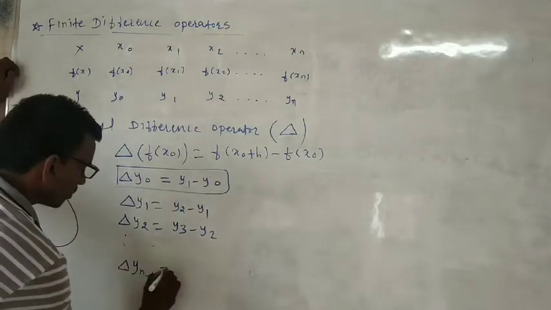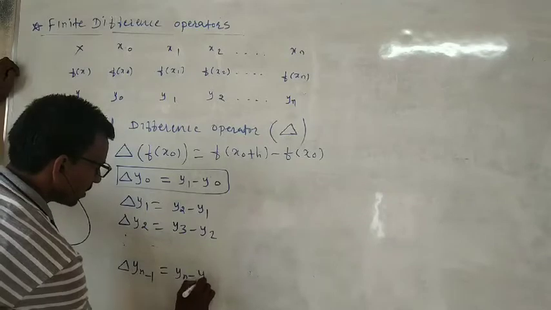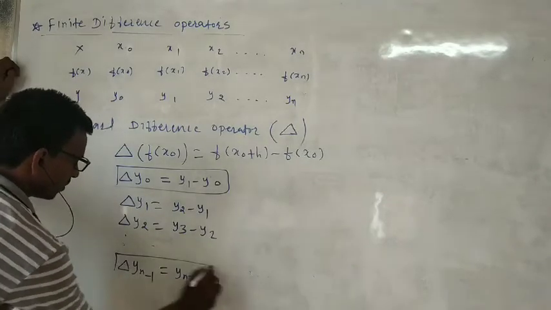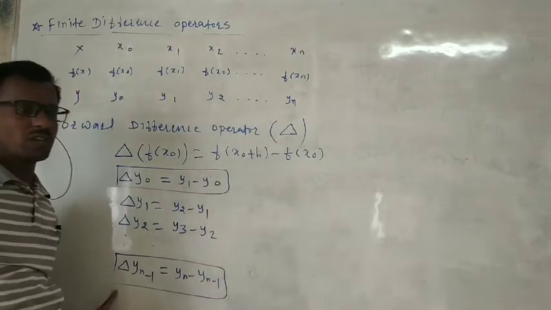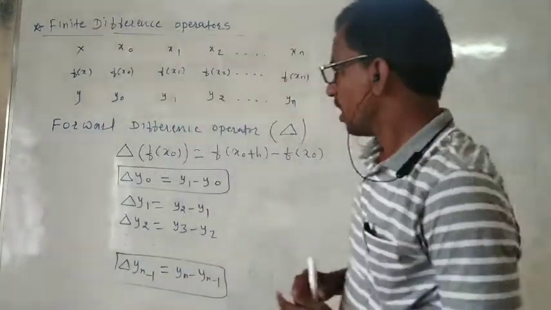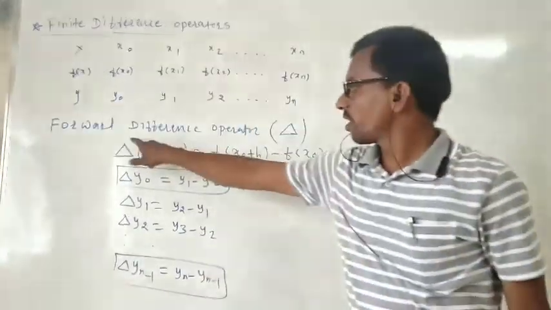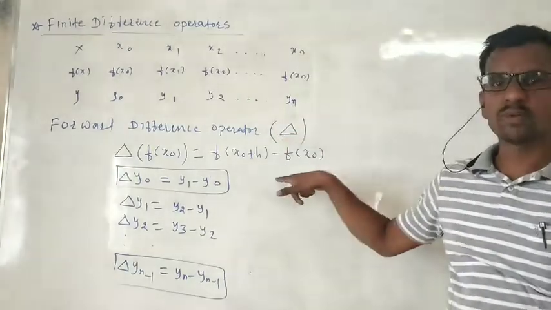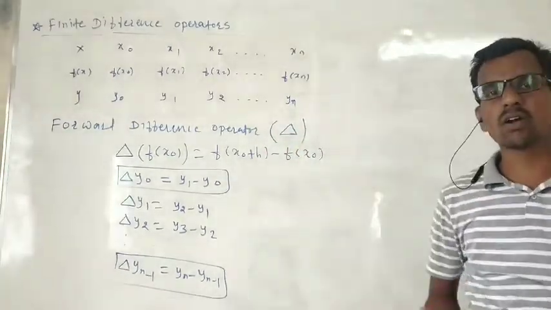Forward difference operator of y n minus 1 is equal to yn minus y n minus 1. Now this is the first order finite forward difference operator. Similarly, we can define second order forward difference operator.